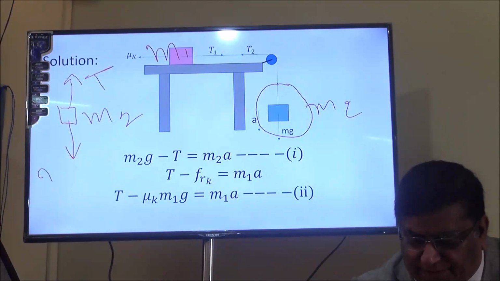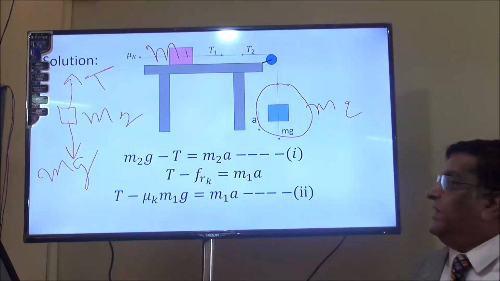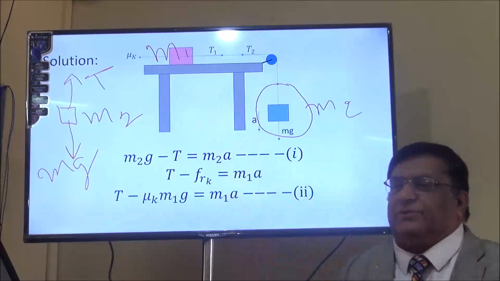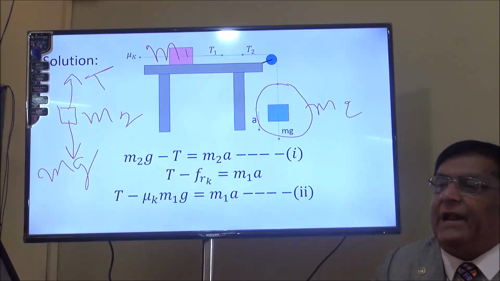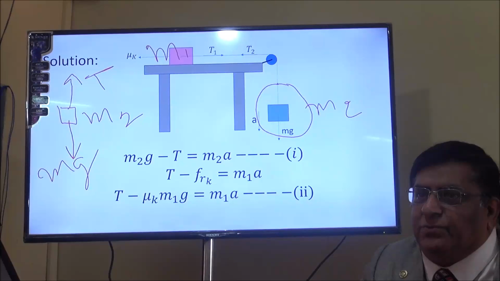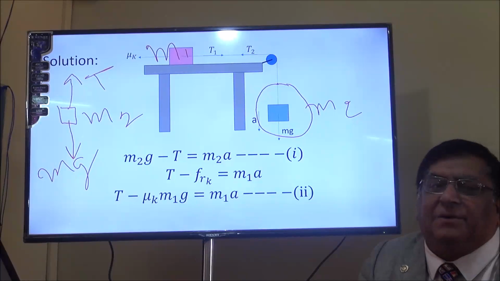Mg, here it is, acting downward. Now, there is a body of mass M2. This is one force, and that is the other force acting on it. So, what should be the net force? Net force is the difference of the two. And in which direction will the body go?